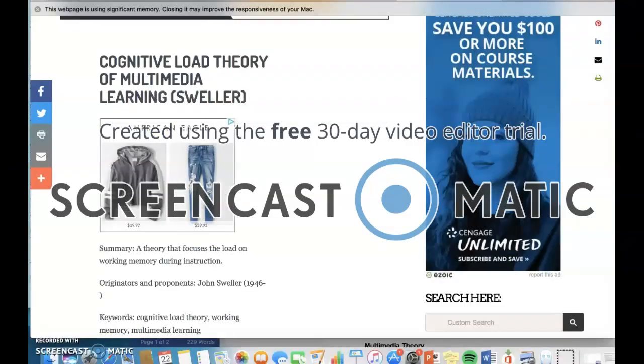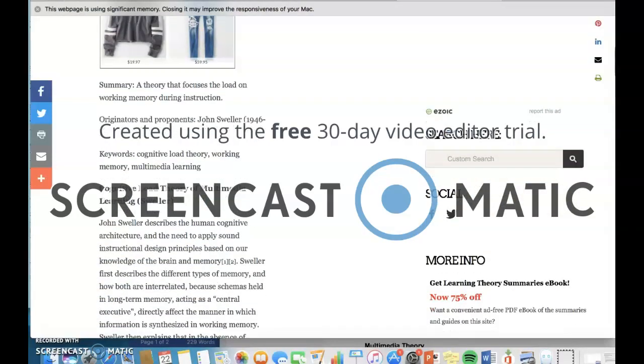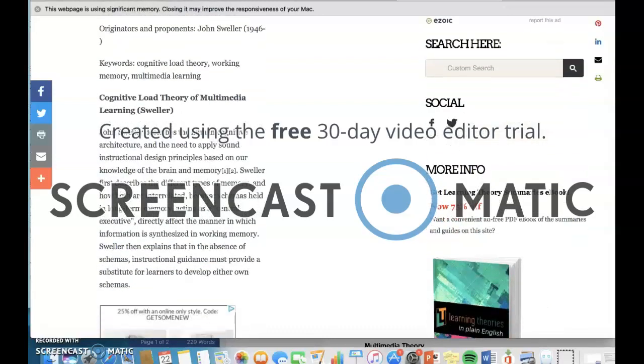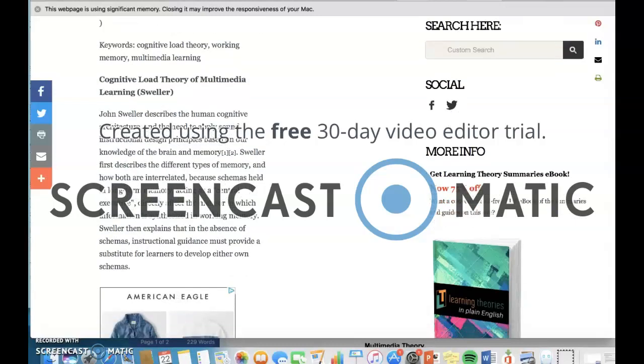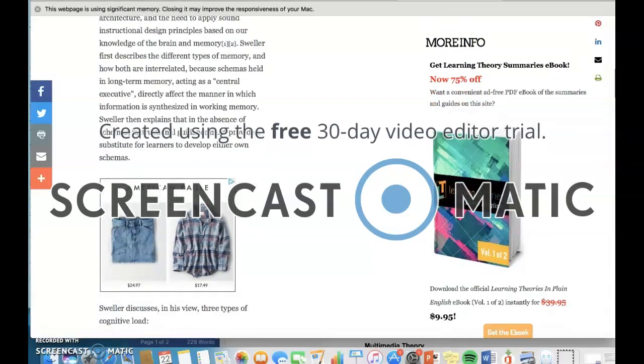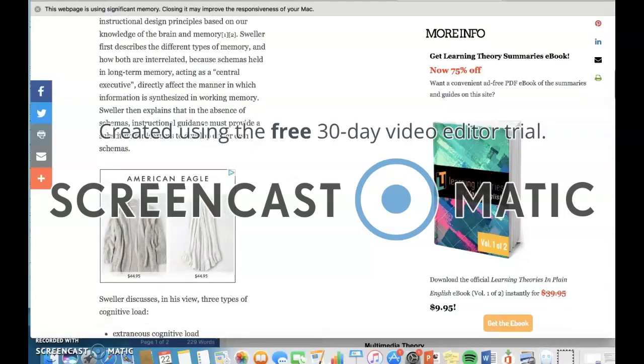Cognitive load theory focuses on the load of working memory during instruction, and this was developed by a man named John Sweller, who describes the human cognitive architecture and the need to apply sound instructional design principles based on our knowledge of brain and memory. So he talks about two different types of our memories. There's a working memory and a long-term memory.